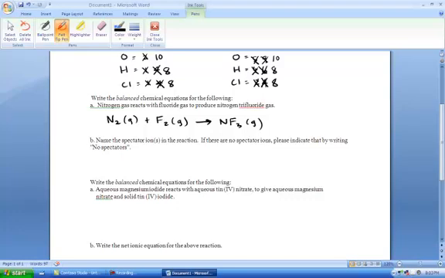So that means I have to get to 6. If I put a 3 here, that makes 6 fluorines, and if I put a 2 here, that makes 6 fluorines and 2 nitrogens. But notice we needed the 2 nitrogens, so that's actually the balanced equation.